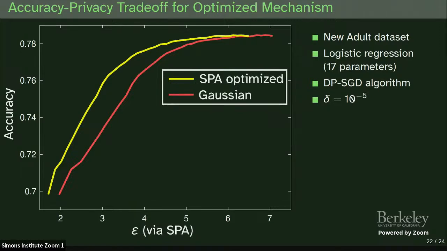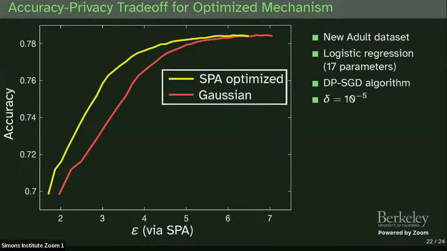Here, delta is always 10 to the minus 5. And what I'm plotting is epsilon versus accuracy. So for each of these two noises, we ran it for a certain number of compositions. And the more compositions you go, the higher epsilon gets, but also the accuracy gets better. Okay. And so we picked the Gaussian to have the same variance per dimension as the saddle point optimized ones. They have the same variance.